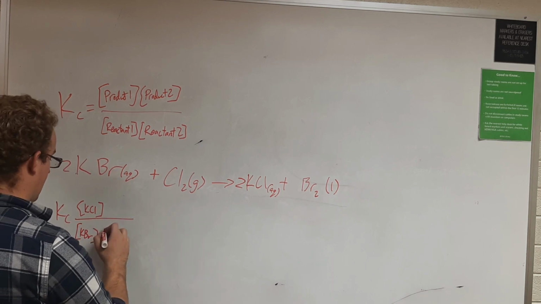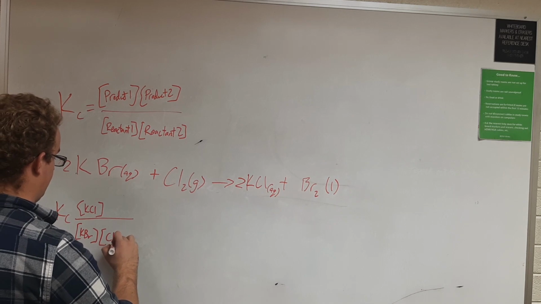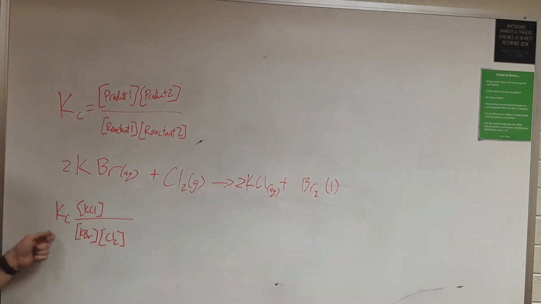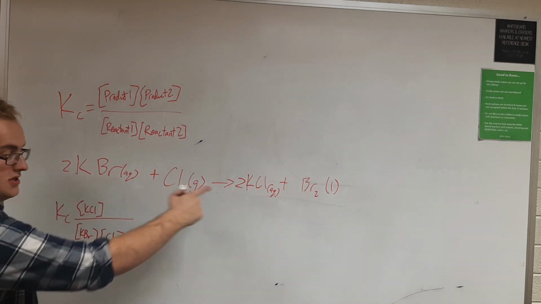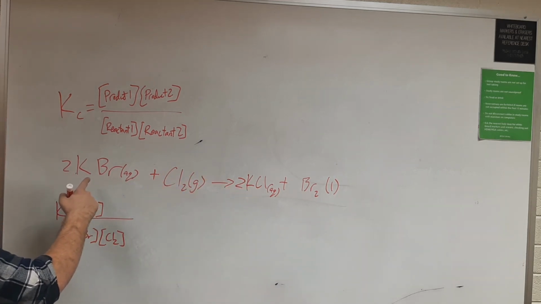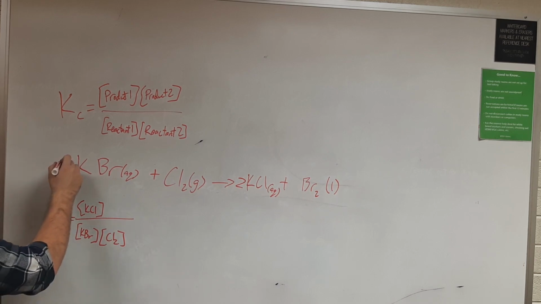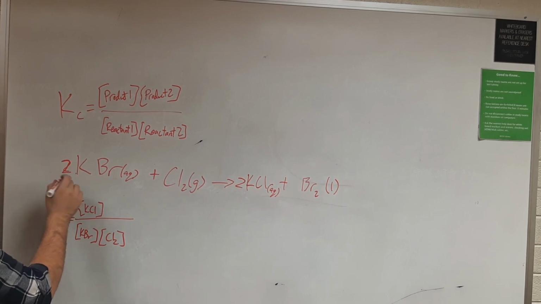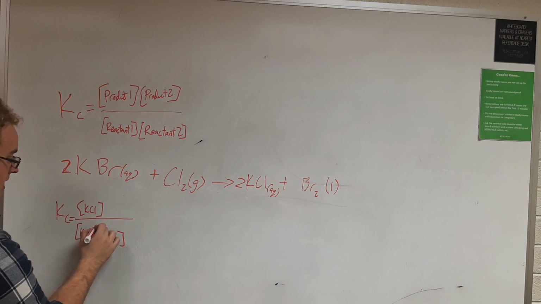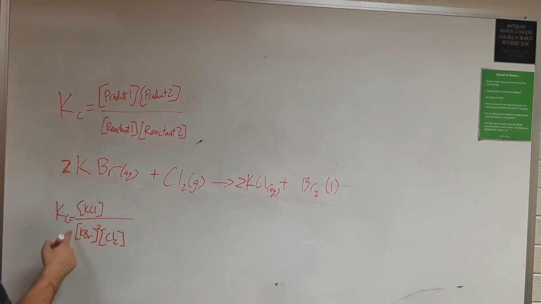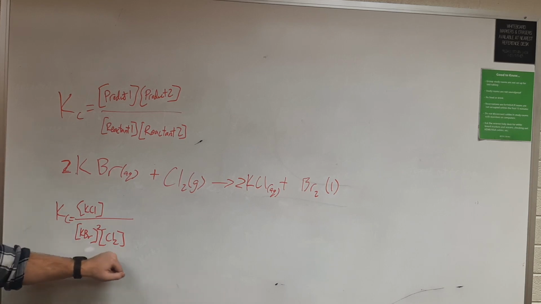And then this one's a gas, so we will include that one as well. And that's how you calculate this. Now, another thing that's important is whenever you have coefficients in an equation like this, and you're calculating your constant here, if there's a coefficient right there, you need to put that coefficient as an exponent on the concentration in this equation.